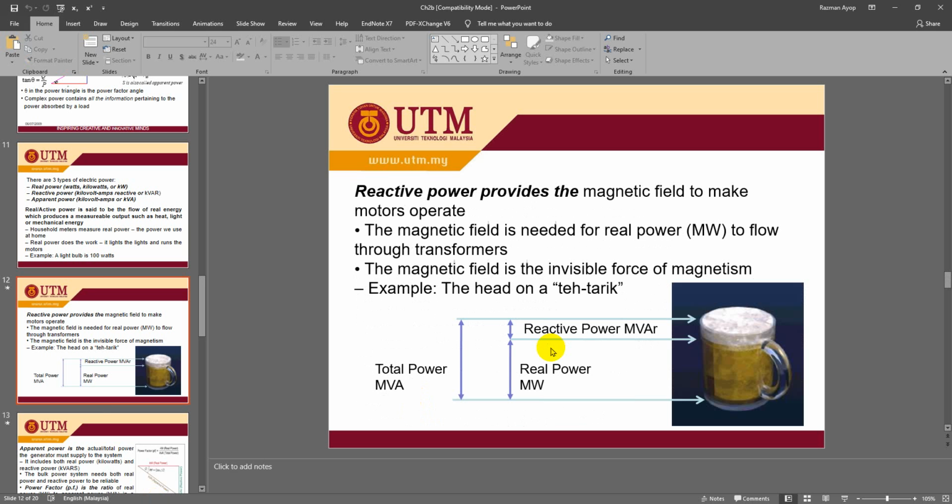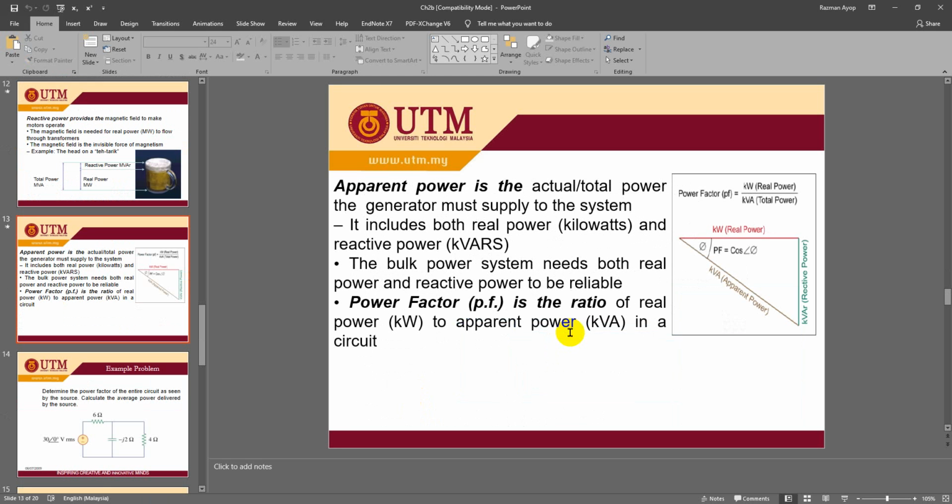So, okay, you can see here. Total power is basically a combination of reactive and real power. So I mentioned already this one. So this one also I already mentioned.